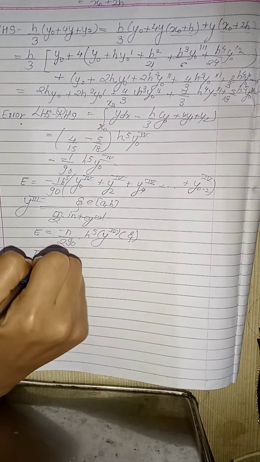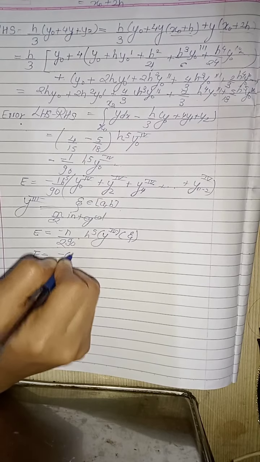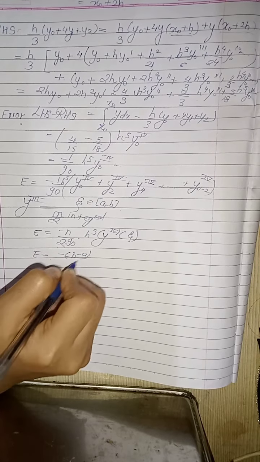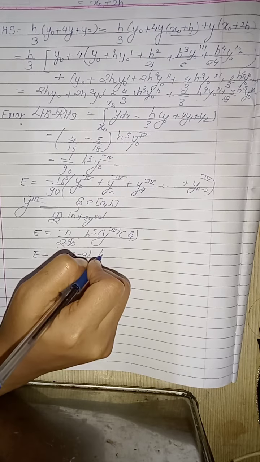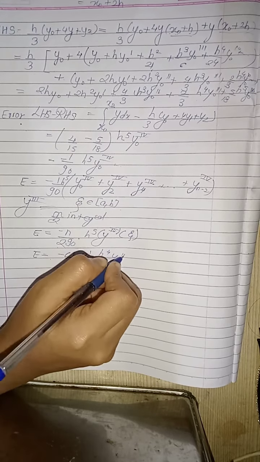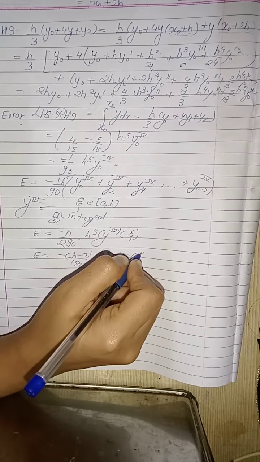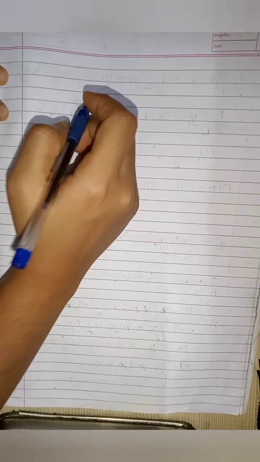So finally e will be nothing but it is (h minus e) upon 180, h raised to 4, y4 of epsilon. So now we'll see one example. So now we will see few examples.